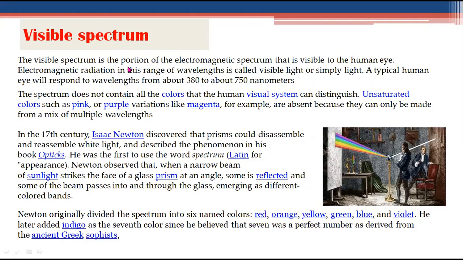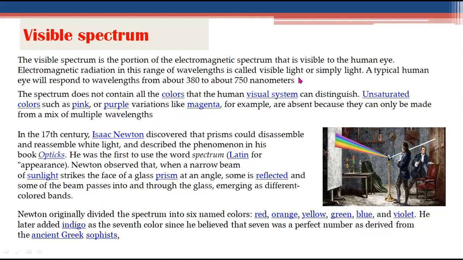Now, the visible spectrum. If you remember, we also discussed how remote sensing technology works. Here, the most important thing is the visible spectrum, or the light, sunlight. The visible spectrum is the portion of the electromagnetic spectrum that is visible to the human eye. If you look at the visible spectrum, it goes from low to high frequency, or high to low frequency.